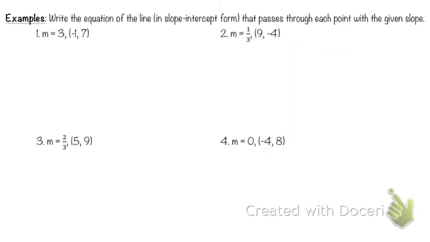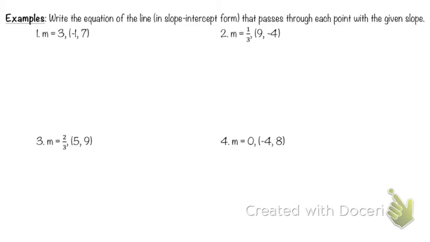So what we're going to do now is what we were doing on the left-hand side a moment ago. We're going to write the equation of the line in slope-intercept form that passes through this point with the given slope. Our first step is getting in the vehicle, getting in point slope form. Then we're going to drive the vehicle to slope-intercept form.